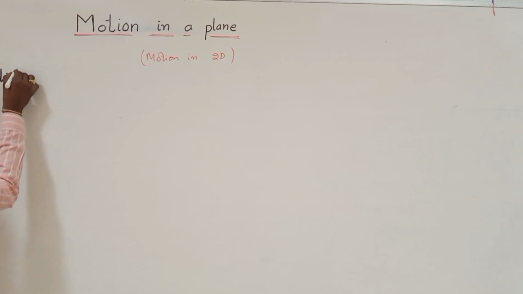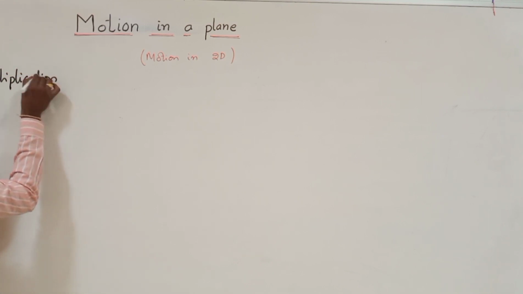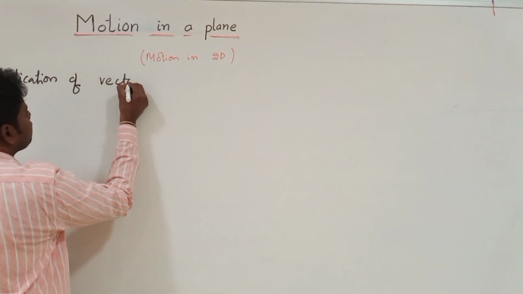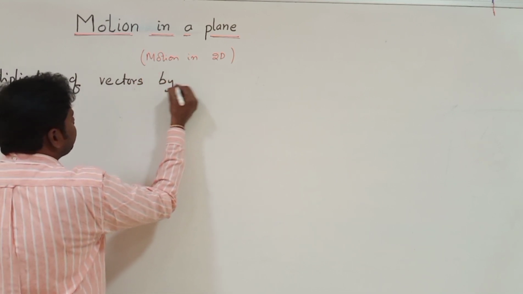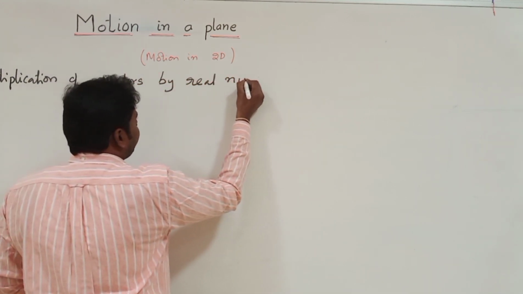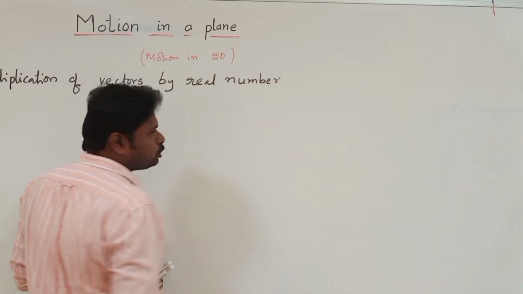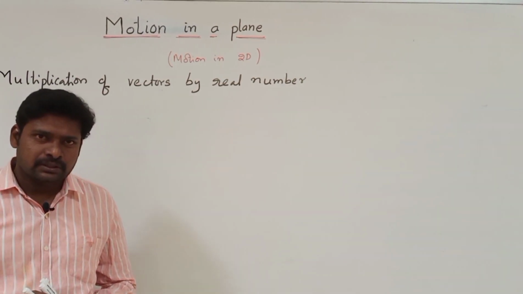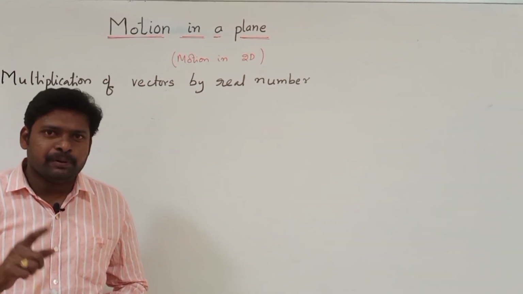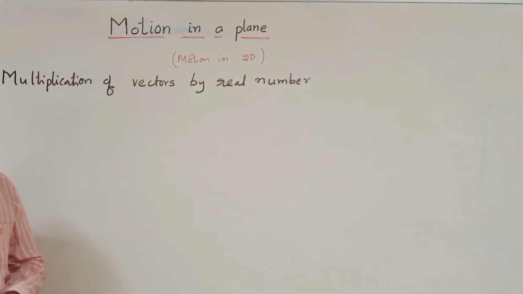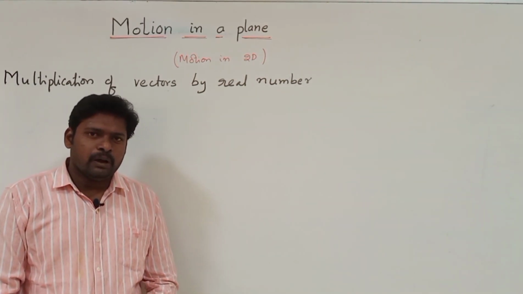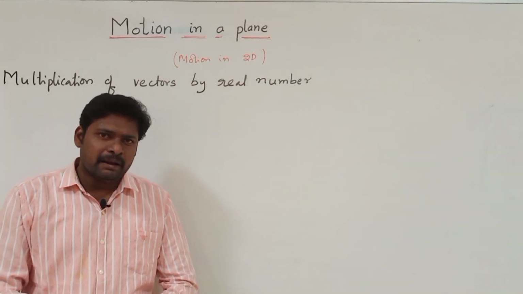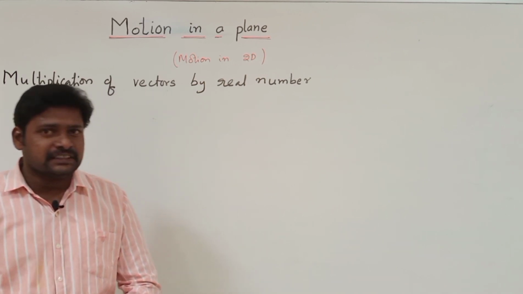Multiplication of vectors by real numbers. When you multiply a vector by a number like 2, 3, 4 or minus 1, minus 5, what happens? The magnitude changes. If a positive number is multiplied, let's say lambda is a number which is multiplied to a vector A, the magnitude is increased by lambda times, but the direction doesn't change.